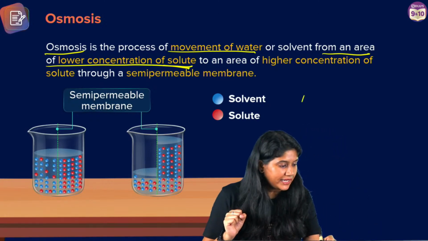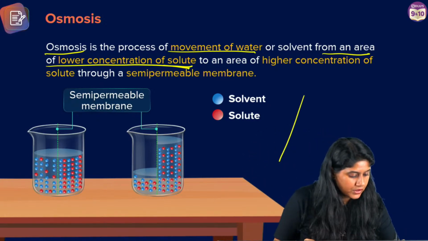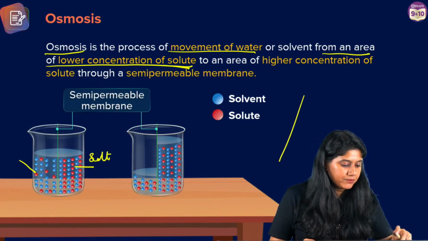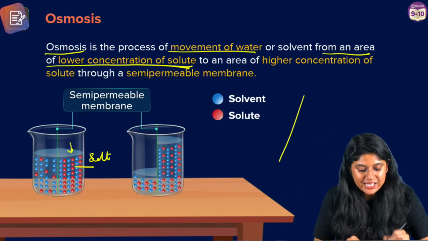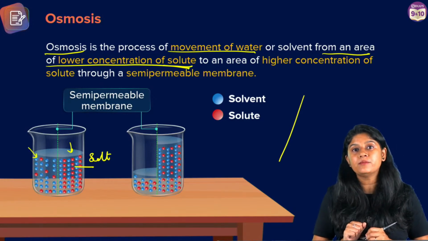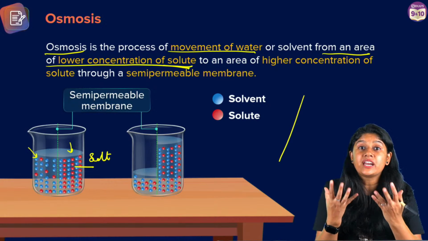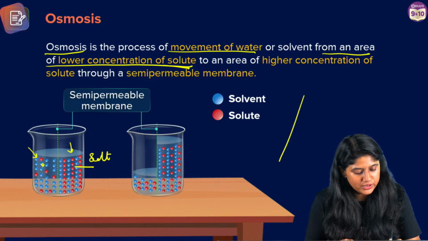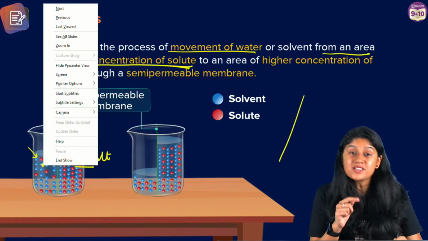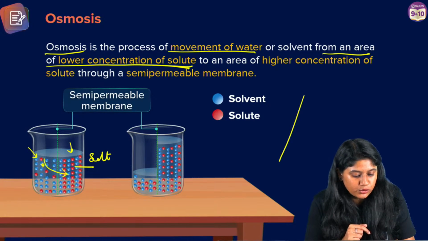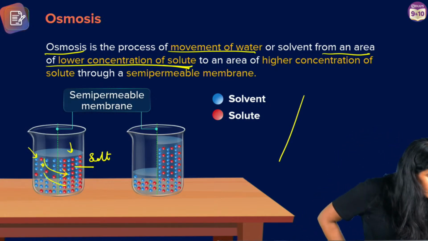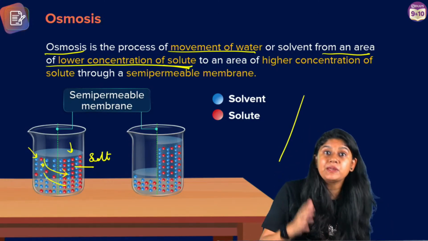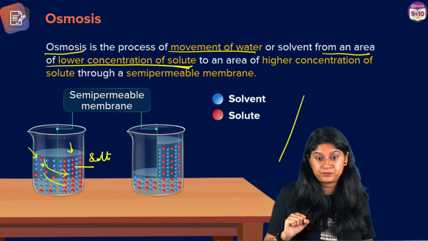For example, see we have this diagram over here. Let's suppose the red color one over here is salt. This place has less water and this place has more water. So there's a difference in concentration. What will happen in osmosis? The water molecules will move from the low concentration of solute to the high concentration of solute. Clear, children? Look, this is a very important concept. You will be using this concept in your higher classes also.